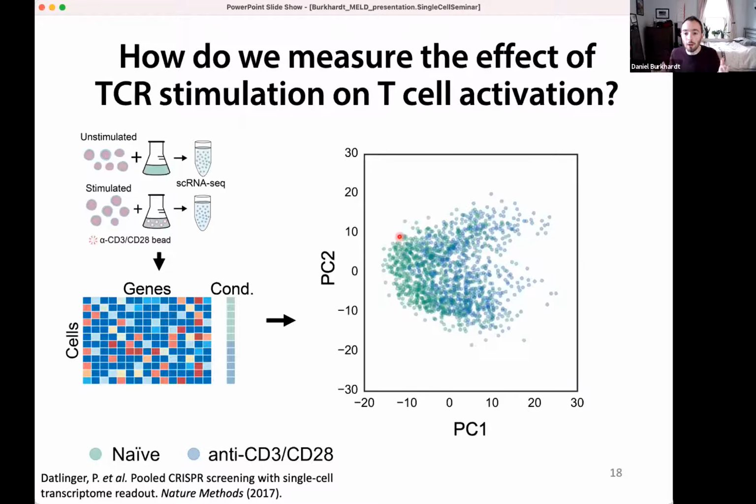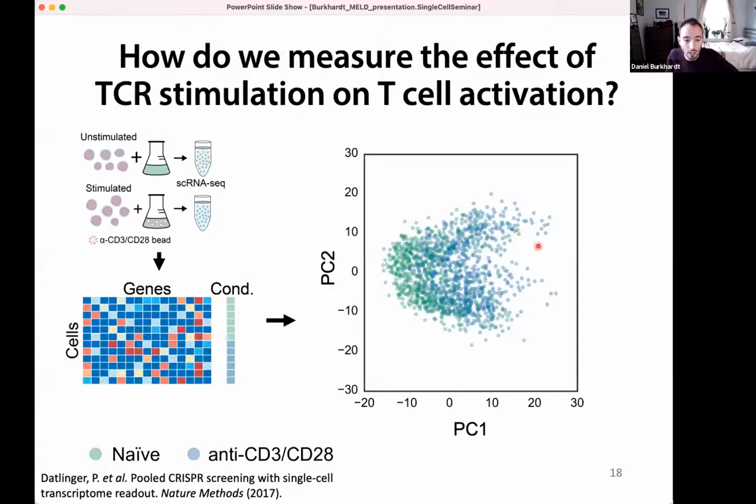Another way you might think about doing this, and this figure is from the Dattlinger et al. paper, is look at some dimensionality reduced representation of the data. I was talking about PCA earlier. You might want to look at the first two principal components of the data and see where's the separation between the samples. And the answer is that there's actually not a lot of separation of the samples.